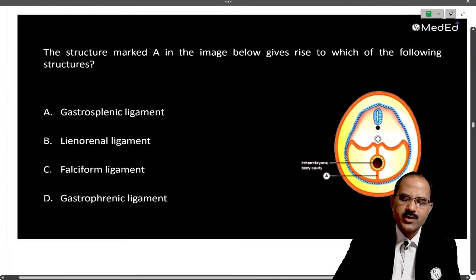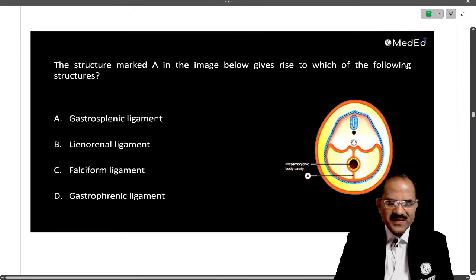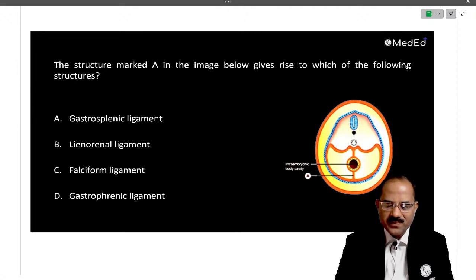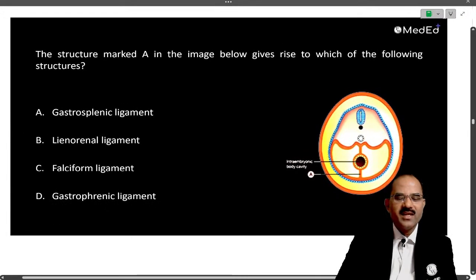Come on, answer this. The structure marked A in the image given below gives rise to which of the following structures? Can anyone tell me?